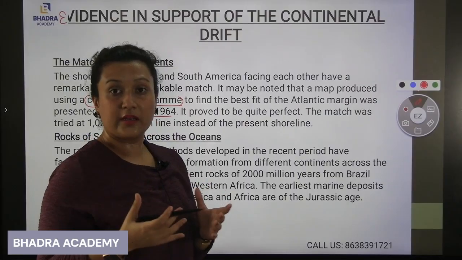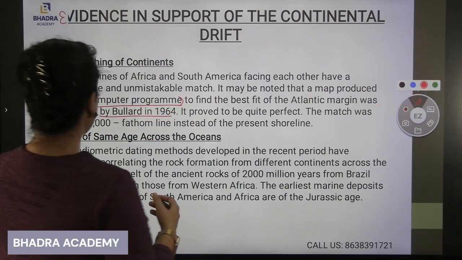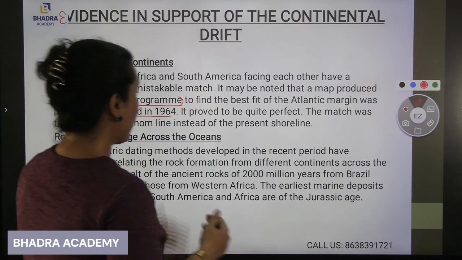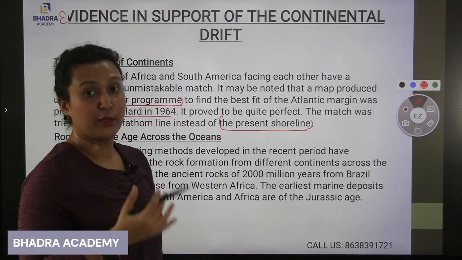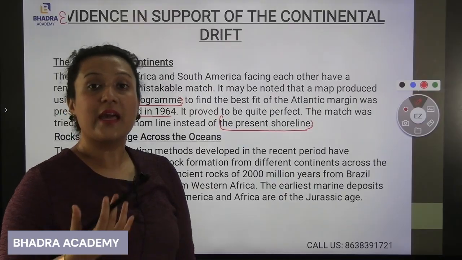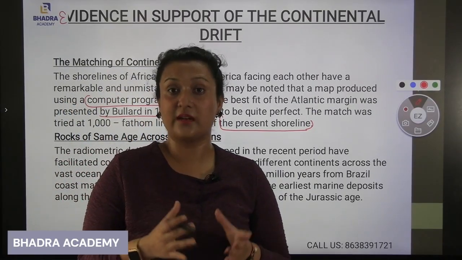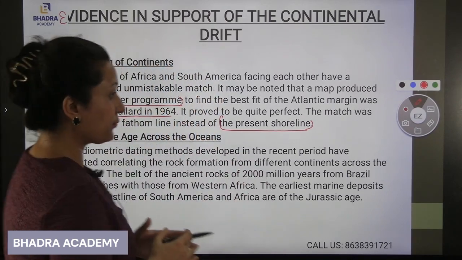By Bullard in 1964, it was found out that the match proved to be quite perfect. The match was tried at the 1000 fathom line instead of the present shoreline. You see, the shoreline between South America and Africa had only suggested that there was some kind of match between the two continents.